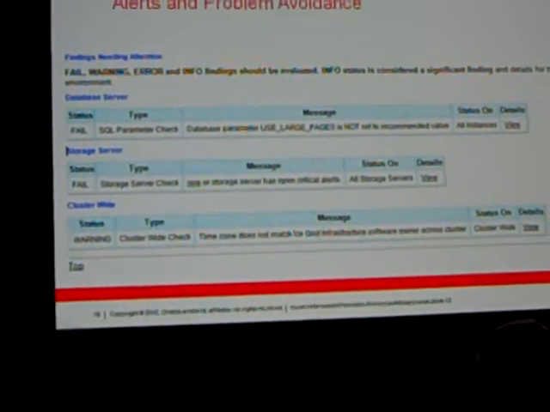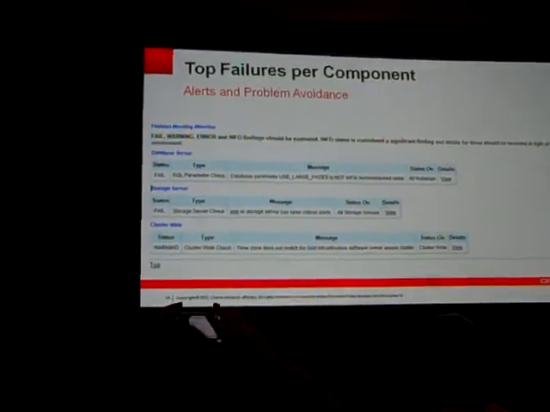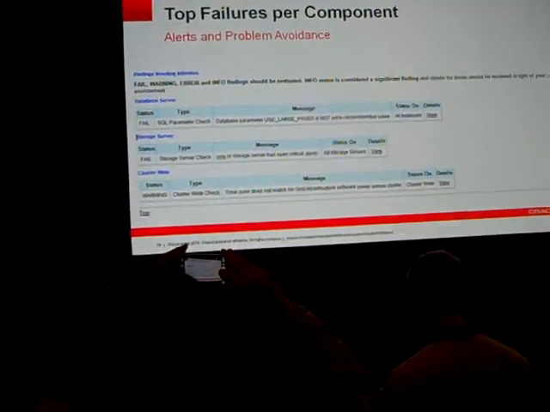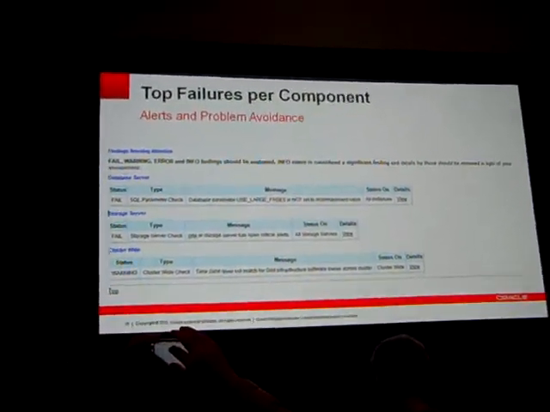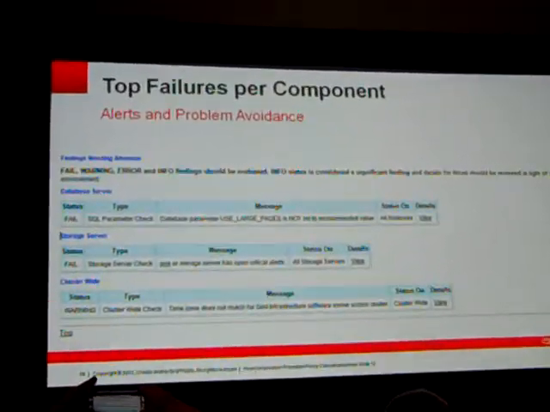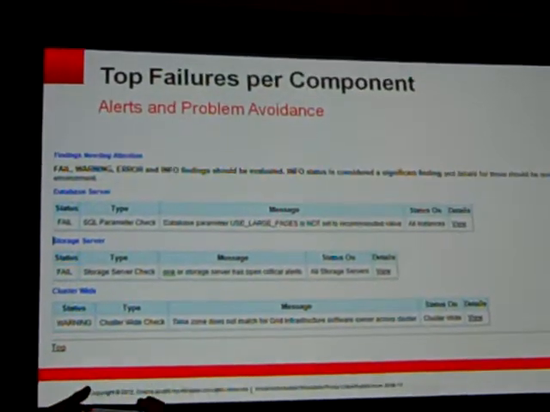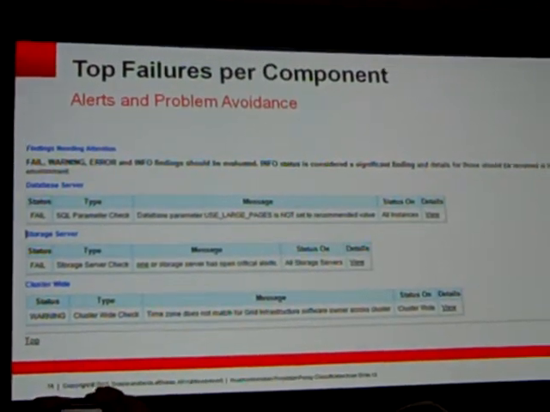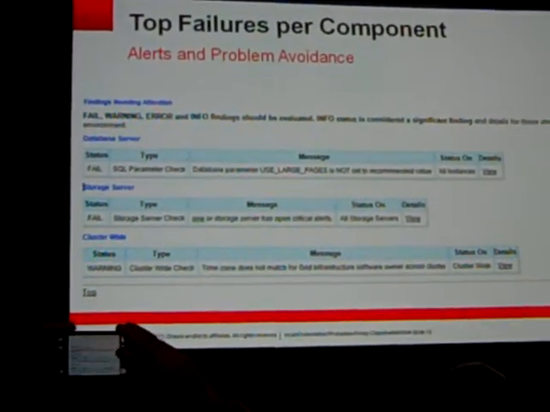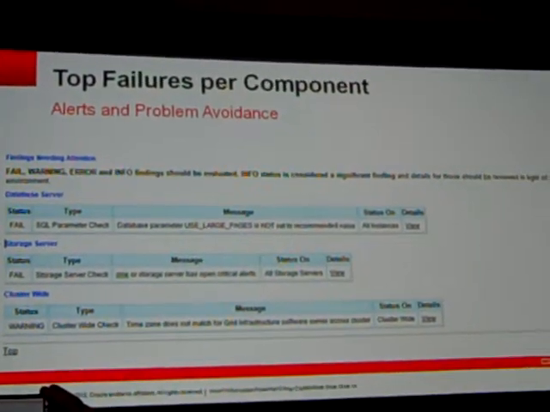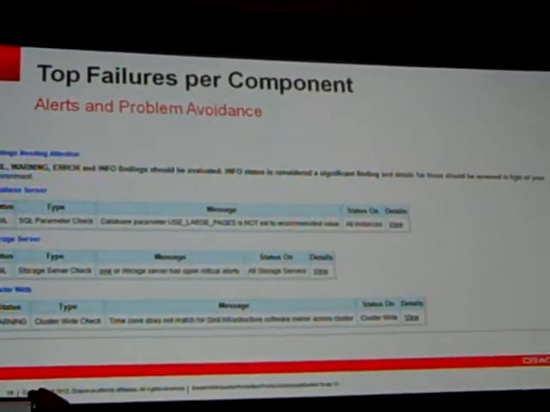This is our mechanism to alert you and hopefully avoid any stability issues going forward. So for each category, database server, storage server, cluster, here's the major alerts. There's failures, warnings. There's a different category about passing. You can look at that, but you want to focus on those areas.